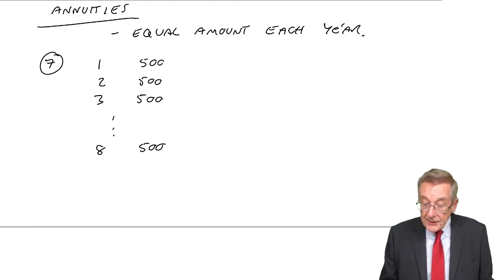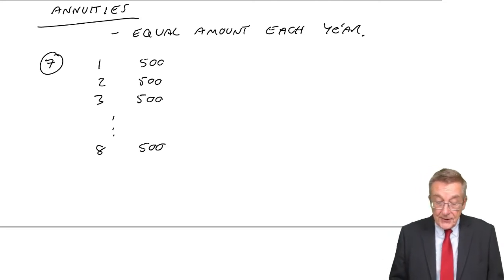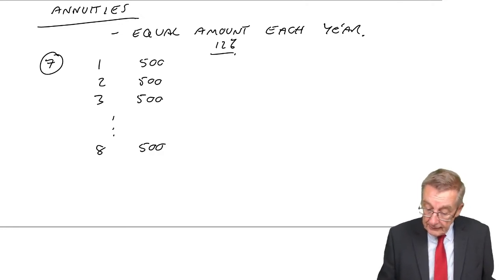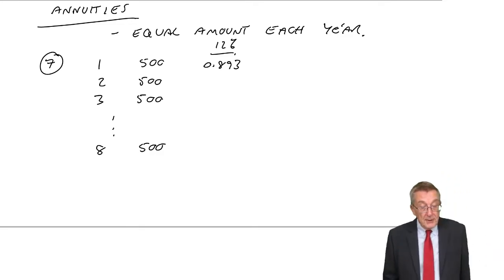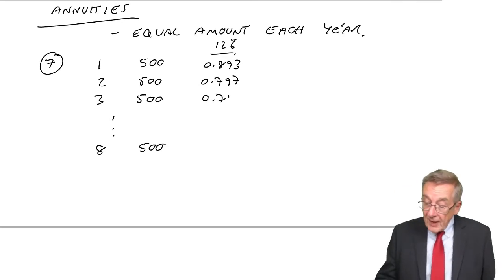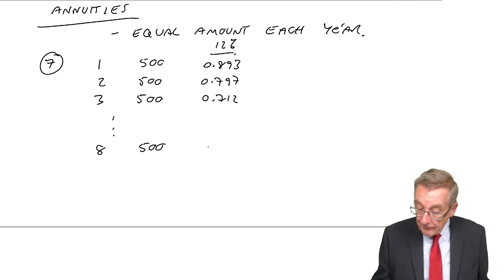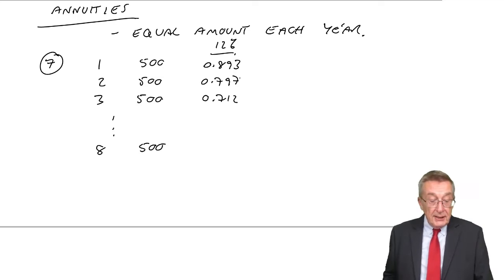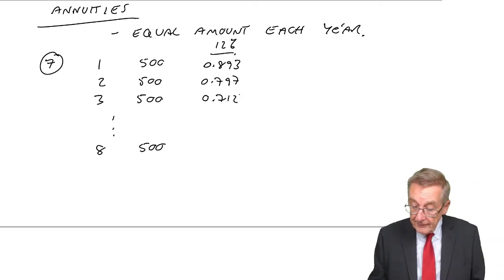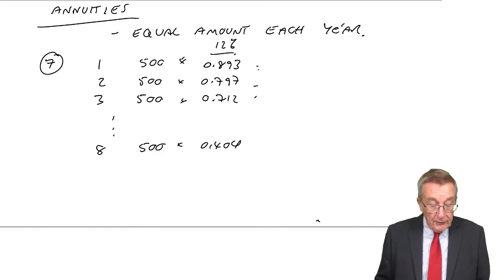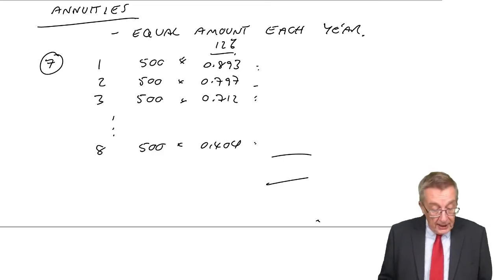Well, we could do each one separately. It's 12%. From the tables, the discount factor for 1 year at 12% is 0.893. For 2 years, it's 0.797. 3 years, 0.712. 8 years, 0.404. You could go through them all, multiply them all up, and add up, which is all a bit messy.